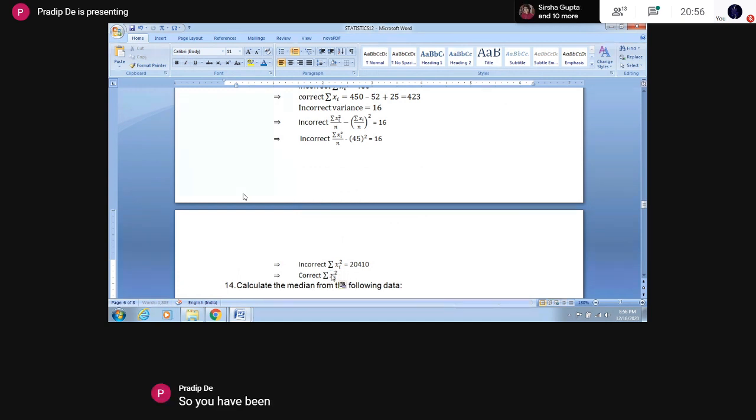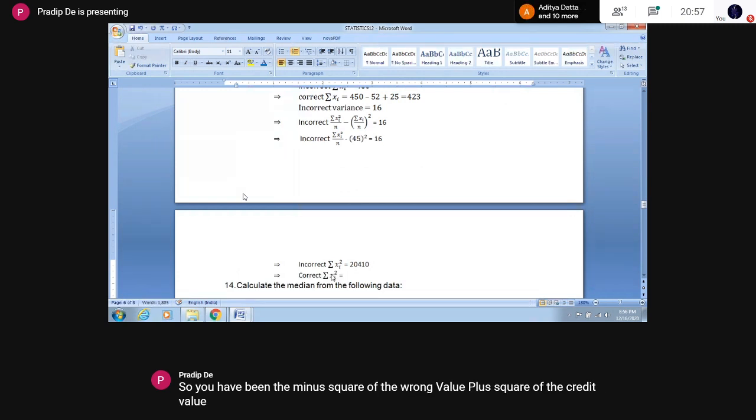Correction. 20410. Find out the square of the wrong plus square of the correct. Wrong value was 52 square.